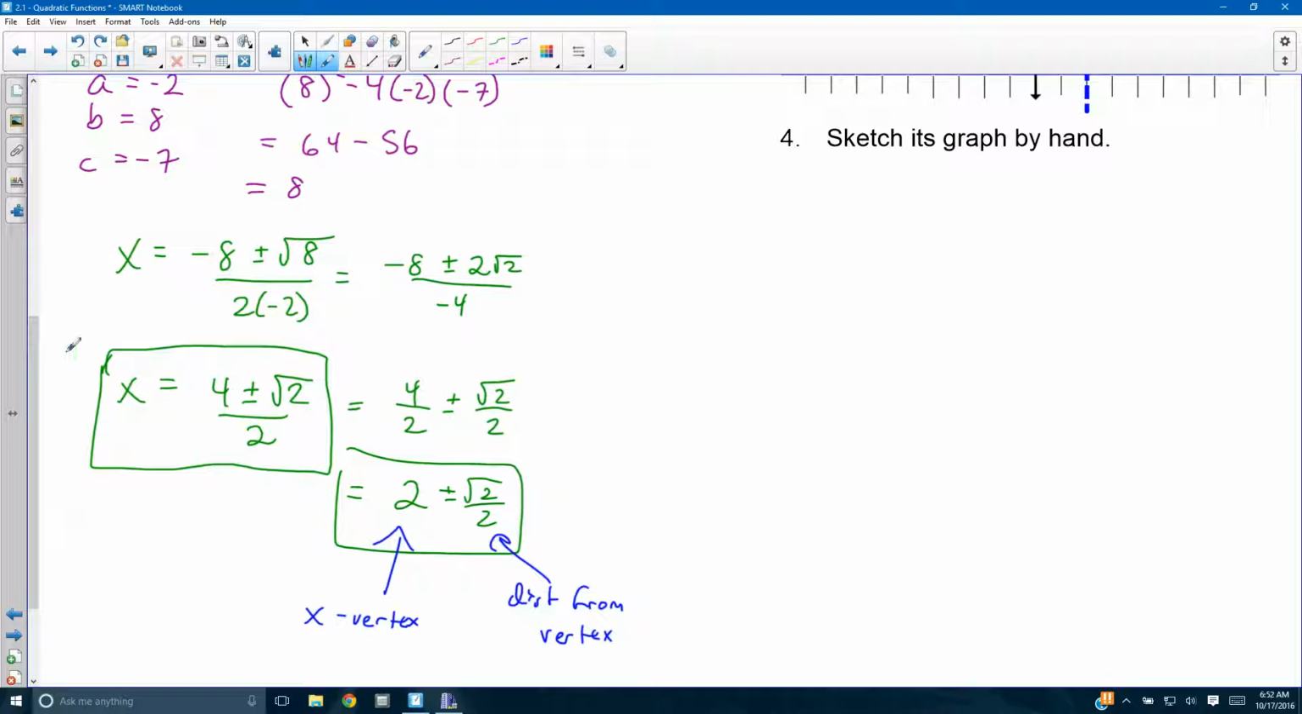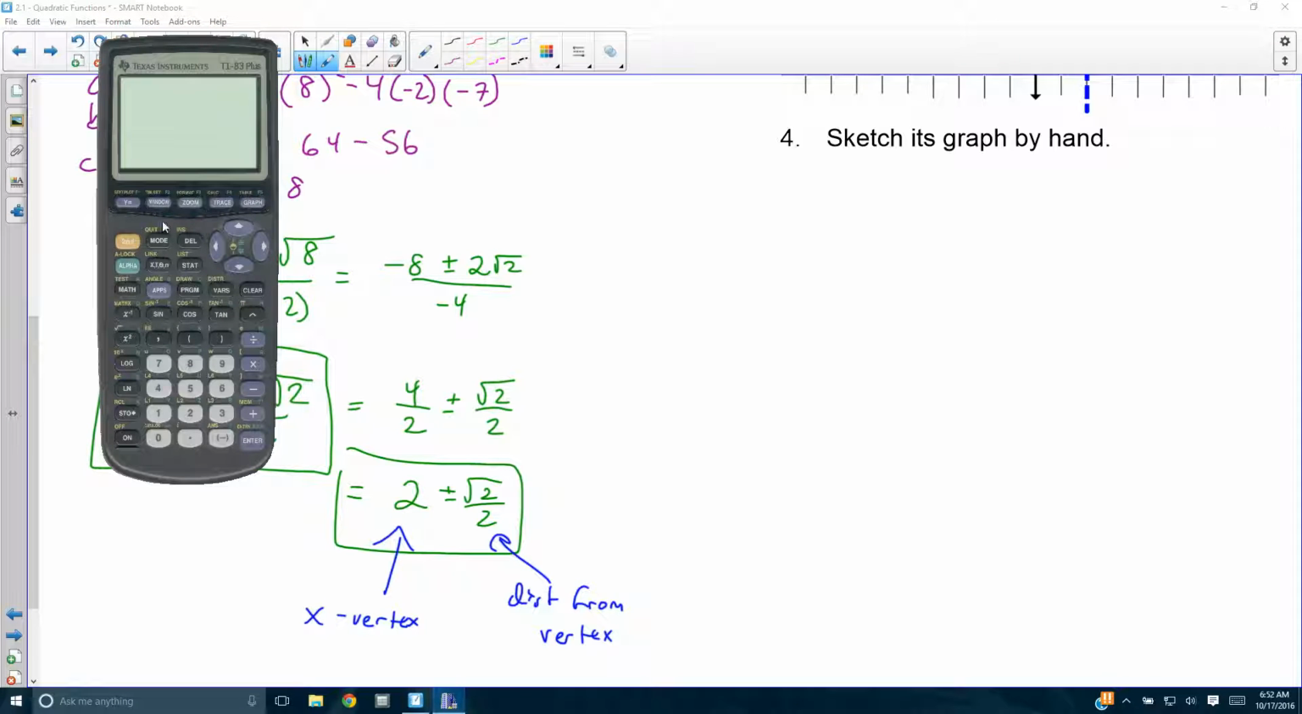I'm going to take out the calculator right here, and this will be square root of 2 divided by 2. It's around 0.7 something, 0.707. There we go. So when I take 2 and I add 0.707, then I'm getting this number here, 2.707. That's one of my x-intercepts. I mean, we know that. We calculated that.